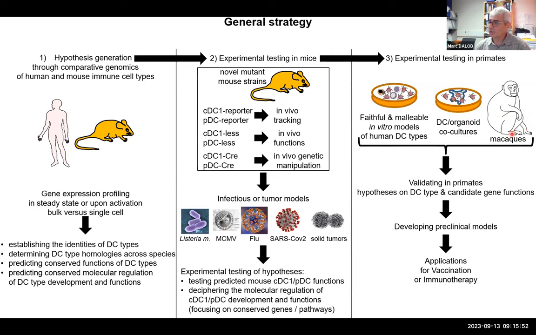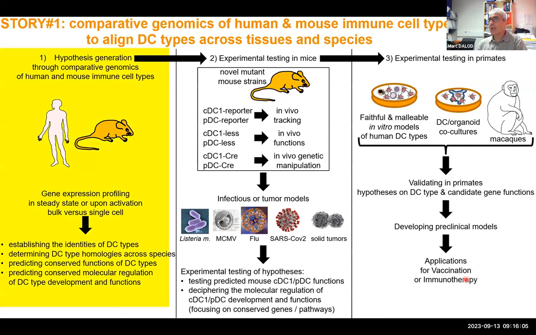And we have started to work in macaque also to move toward preclinical models to understand how DC types work in vivo in primates and to develop applications for vaccination or immunotherapy. So I will tell three stories corresponding to these three stages in our strategies. Some are relatively old stories, but I never had the time or the invitation to show them before. And I think it's interesting in the context of our strategy.